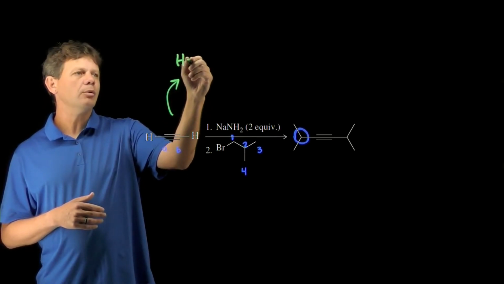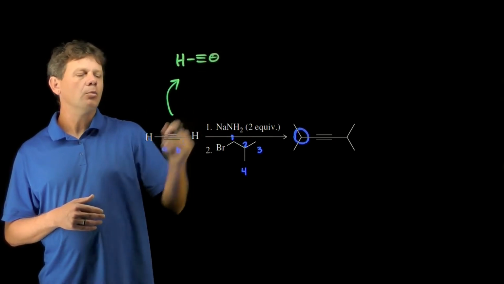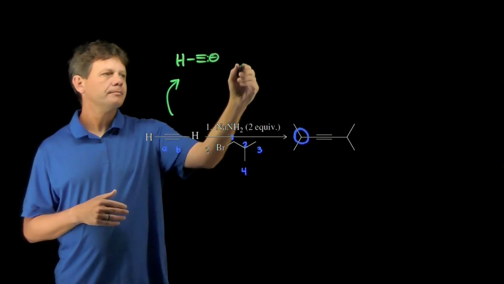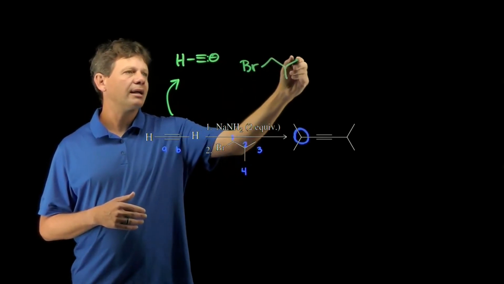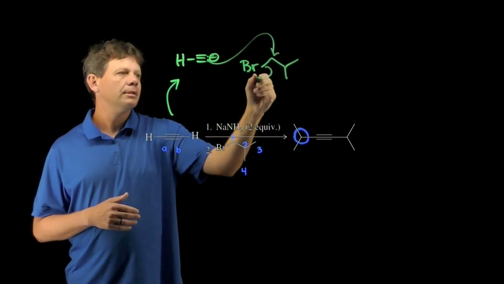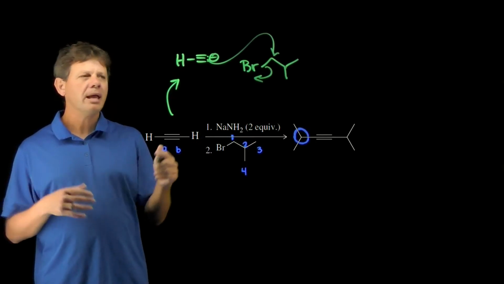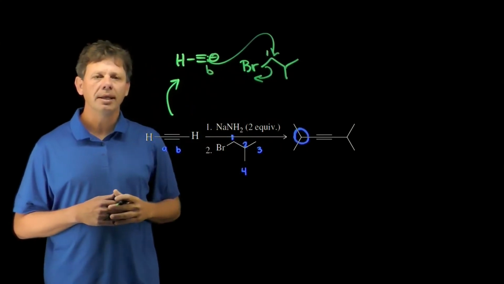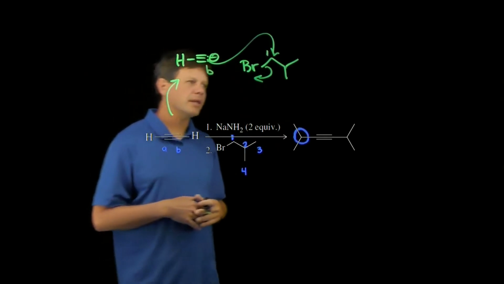We should have made, and we won't draw the whole mechanism, we should have deprotonated to make this acetylide ion, and then attacked the alkyl halide here. And so we would have made a bond between carbon B and carbon 1. Do the same thing on the other side.